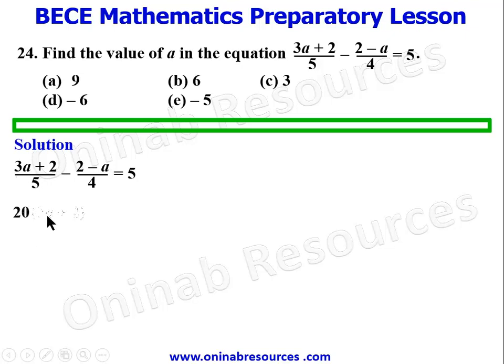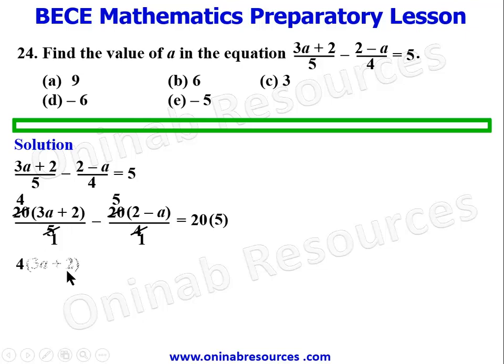That gives 20 into (3a plus 2) all over 5 minus 20 into (2 minus a) all over 4 is equal to 20 into 5. Remember, we are multiplying every term by 20. 5 goes here 1, 5 goes here 4, then 4 goes here 1, 4 goes here 5, and that's going to give us 4 into (3a plus 2) minus 5 into (2 minus a) is equal to 20 into 5.